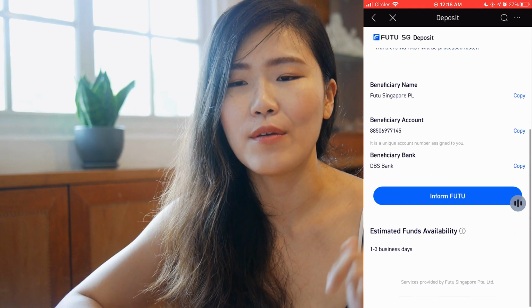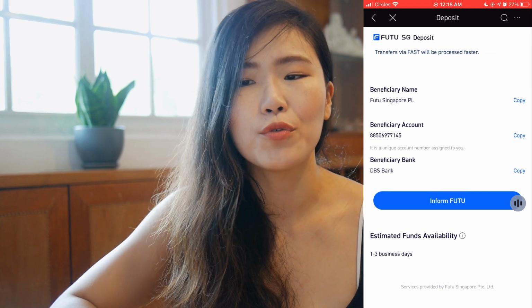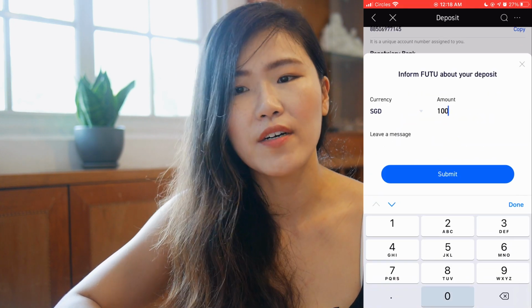After clicking into deposit, click on Inform Futu and type in how much you want to transfer. Then you can go into the bank and transfer to your beneficiary account that was assigned to you by Moomoo here. For my experience, it took less than a couple of hours for Moomoo to acknowledge that I am transferring money and for the money to reflect into my account. Once you have deposited money, you can start trading in the Singapore markets if you are depositing in Singapore dollars.